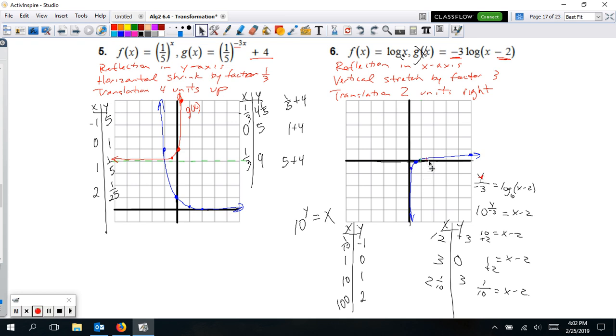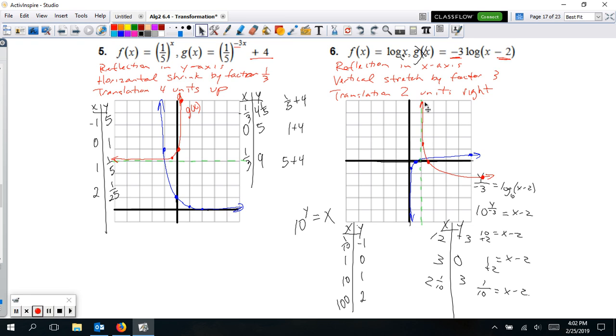If I go to 3 right here and 0, I'm going to be right there on the x-axis. And then if I go to 2 and 1/10, which is right about here, I'm going to go up 3 units. And we'll see we'll be up here like this. And so we're going to be coming down this direction because it's going to be a reflection over the x-axis. So it'll look like this.